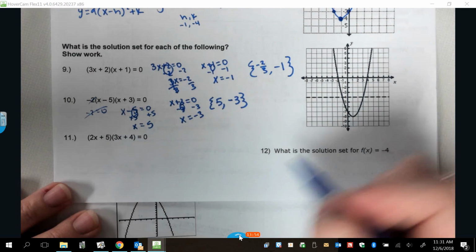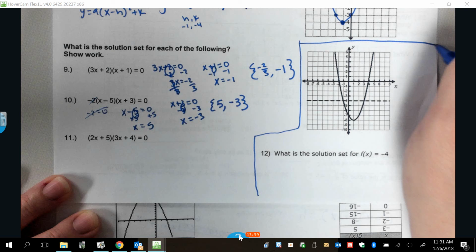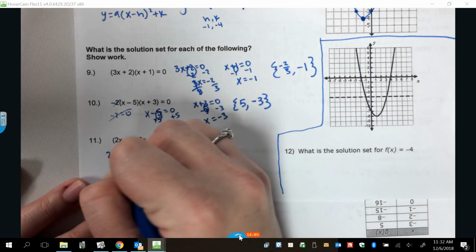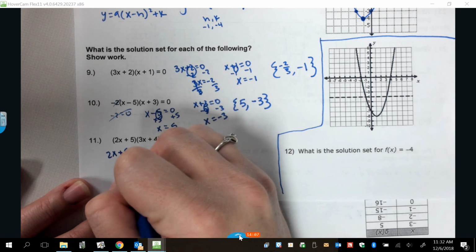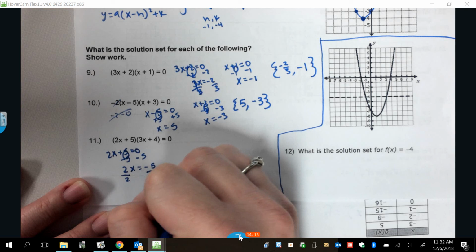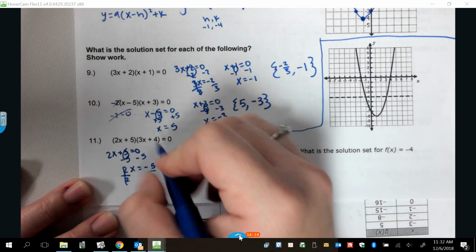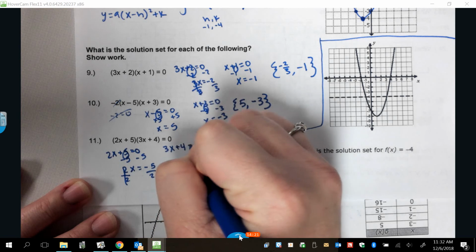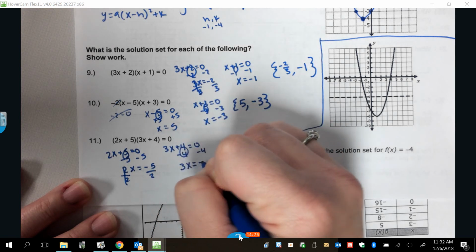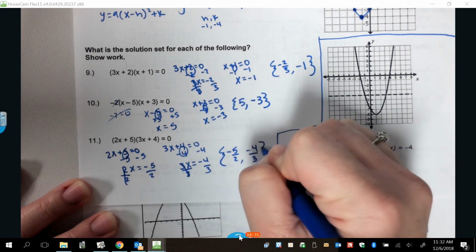Okay. Realize number 12 goes with the graph. That's why the graph's there. It was throwing me off for a second, but it's there for that. Okay, 2x plus 5 equals 0, minus 5 minus 5. 2x equals -5. Divide both sides by 2. So one of my answers is -5/2. And then I have 3x plus 4 equals 0. Minus 4 minus 4. 3x equals -4. Divide by 3. And -4/3.